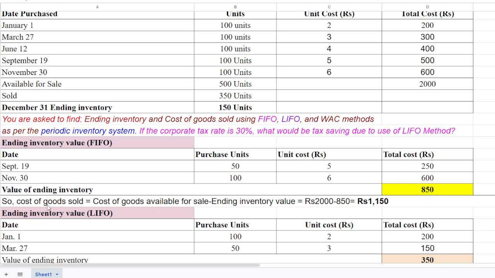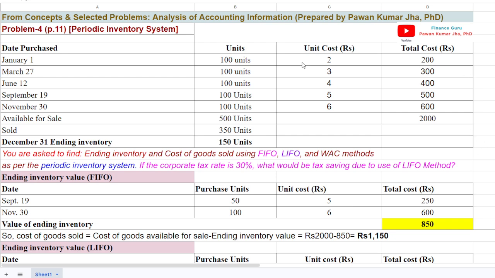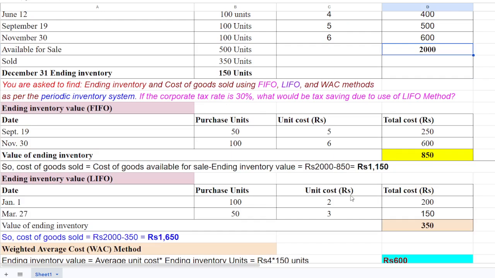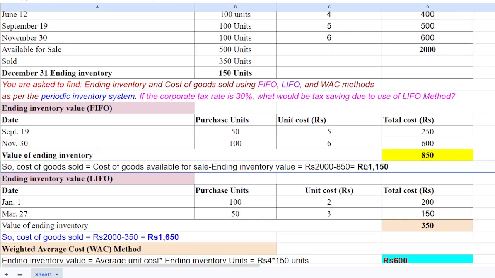Now what about the cost of goods sold? Cost of goods sold is the cost of goods available for sale minus the ending inventory value. The cost of goods available for sale is beginning inventory plus all purchases. This value is 2000, and once you exclude the ending inventory value, that provides the cost of goods sold under the FIFO approach.